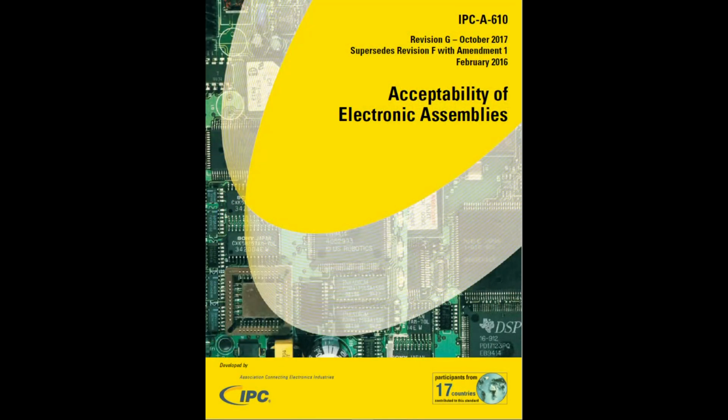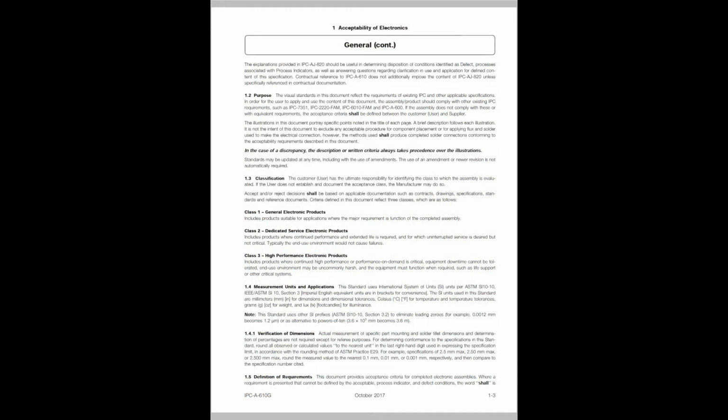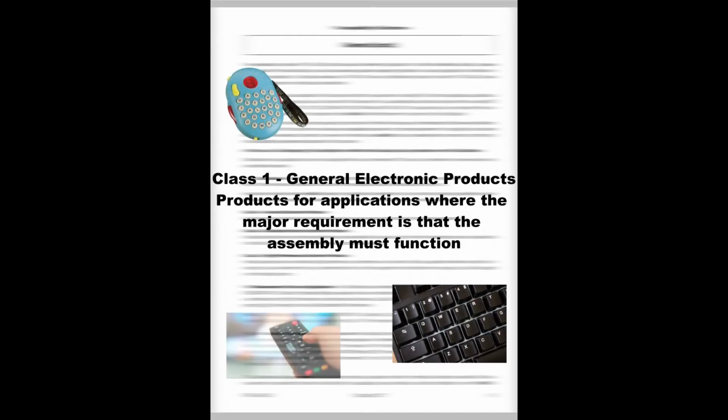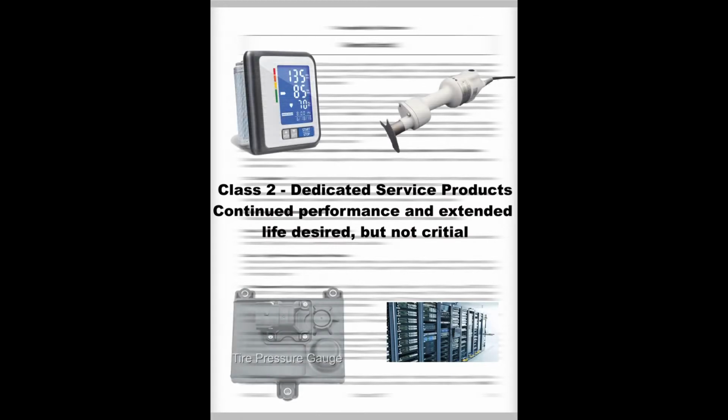The IPC-A-610 groups electronic assemblies into three classes. These classes are based on the intended end-use environment for the assembly. Class 1, general electronic products, are those where the major requirement is that the assembly is functional. Class 2, dedicated service products, are assemblies where continued performance and extended life are desired, but not critical.